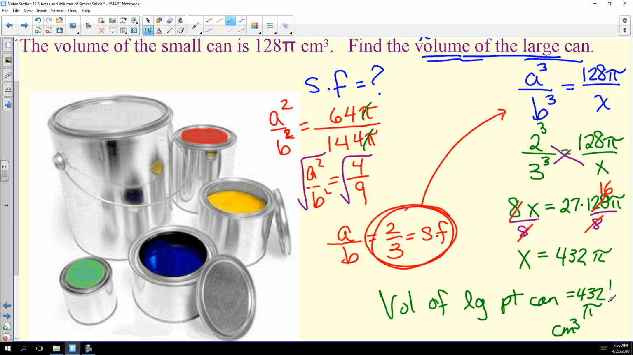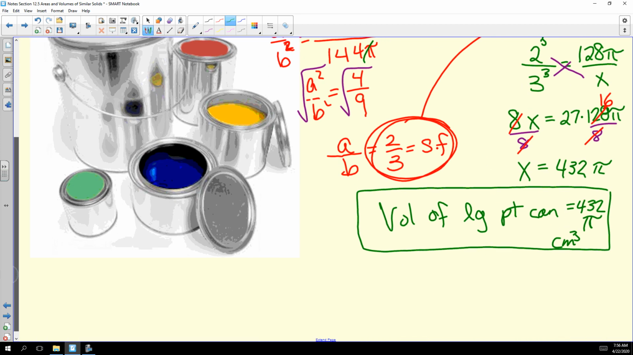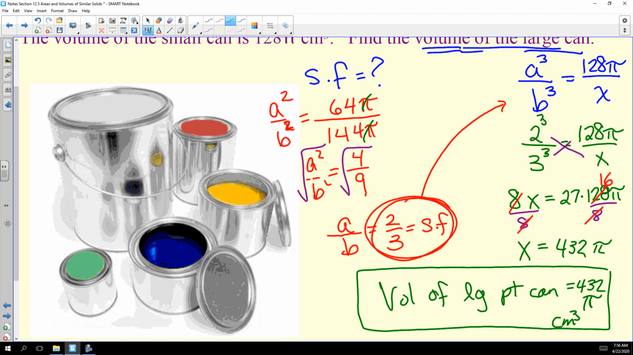And I'm going to leave it as exact because it was given as exact. So I'm not going to approximate. Just remember to always follow your directions. And then in general, always remember that if you're given the lateral area or you're given the volume, you definitely want to find the scale factor before you proceed to find either the lateral area if that's missing, or the ratio of the lateral area or the ratio of the volumes, whatever it is you're looking for.